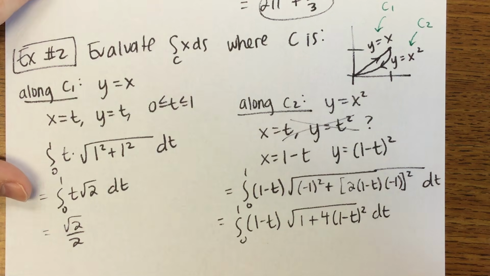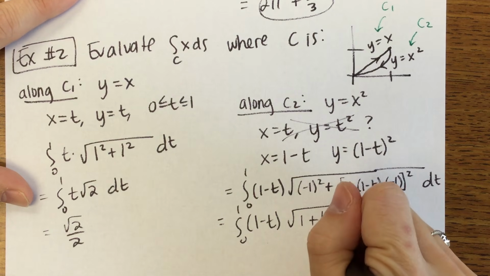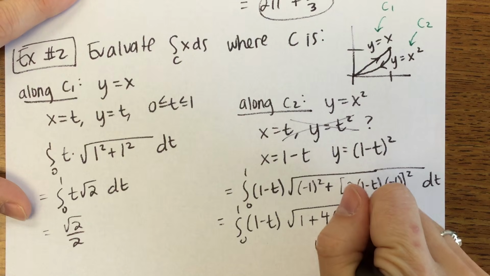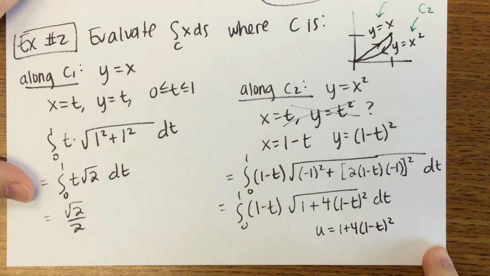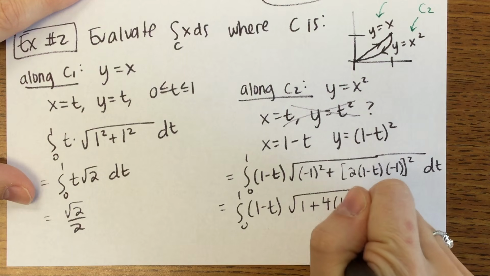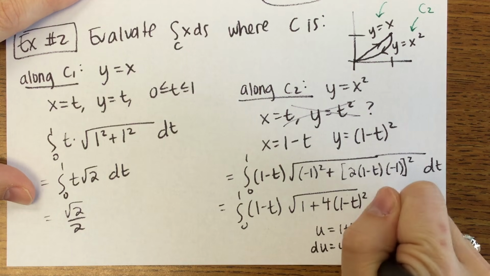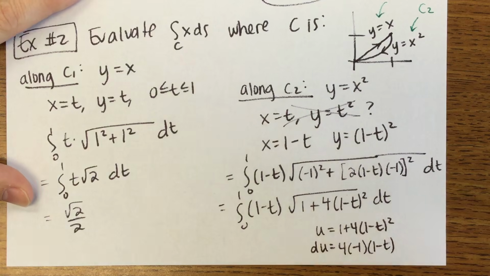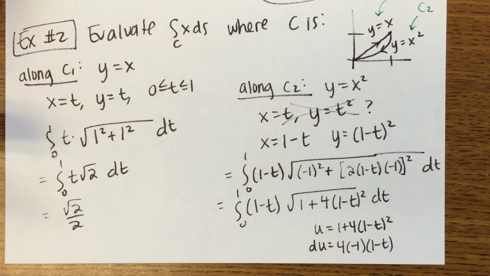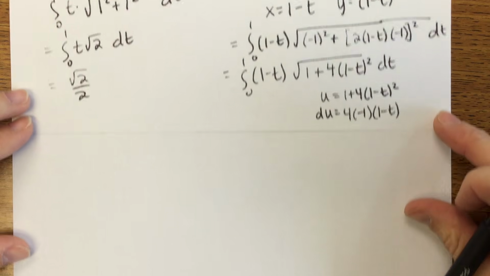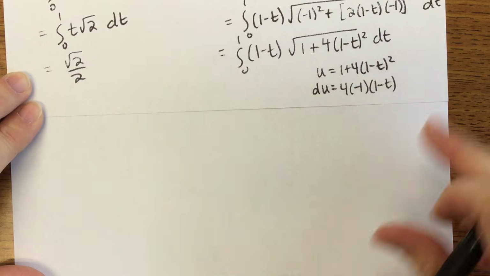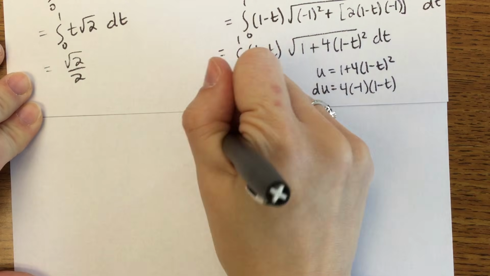In this case, you're going to do a u substitution. If you consider your u to be 1 plus 4 times 1 minus t squared, your du then would be 4 times negative 1 times 1 minus t. Are you okay if I don't actually substitute the u in, if I just integrate? Yeah? Okay.